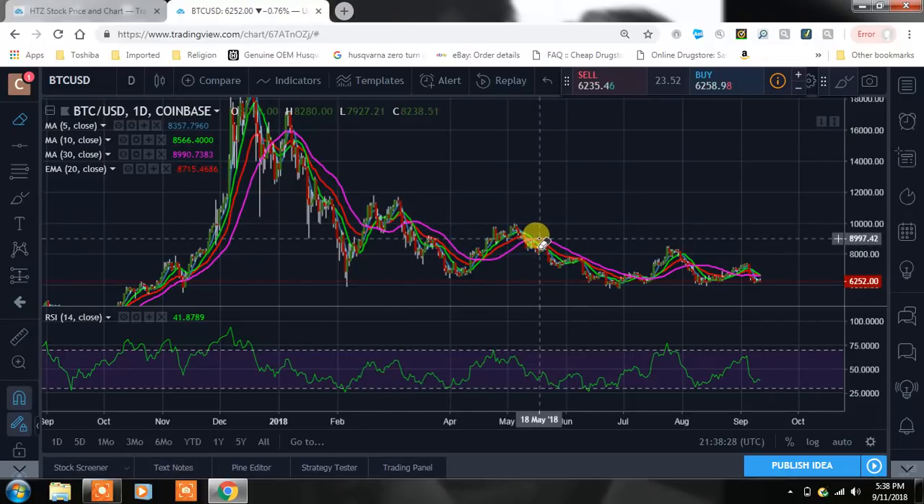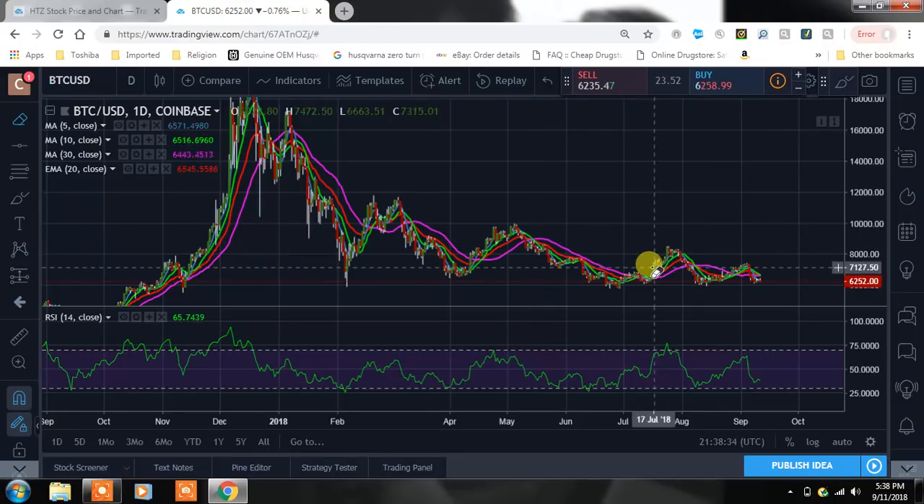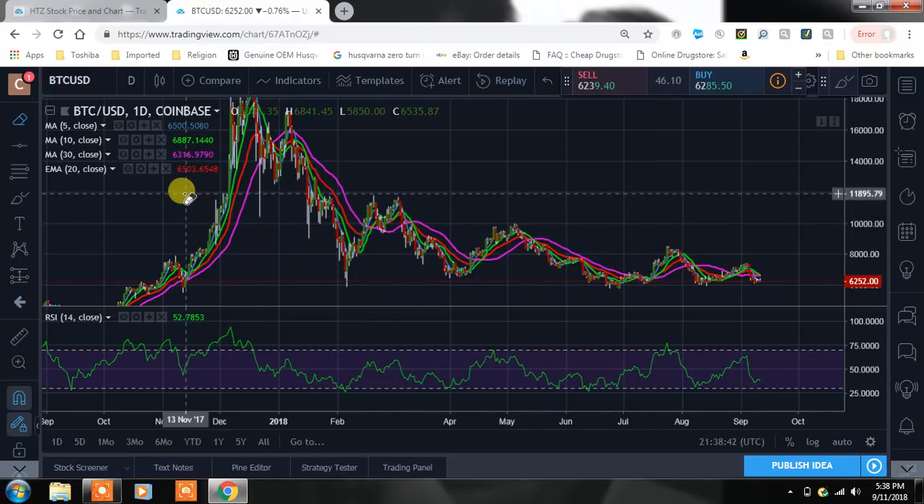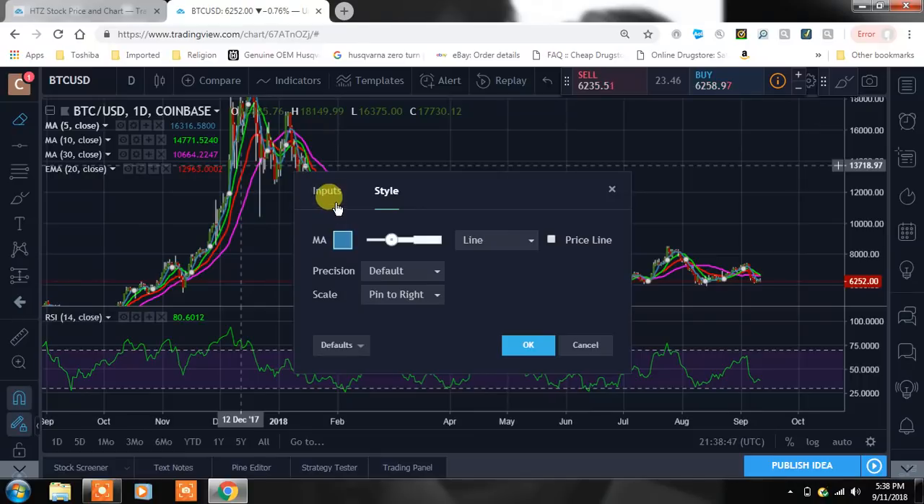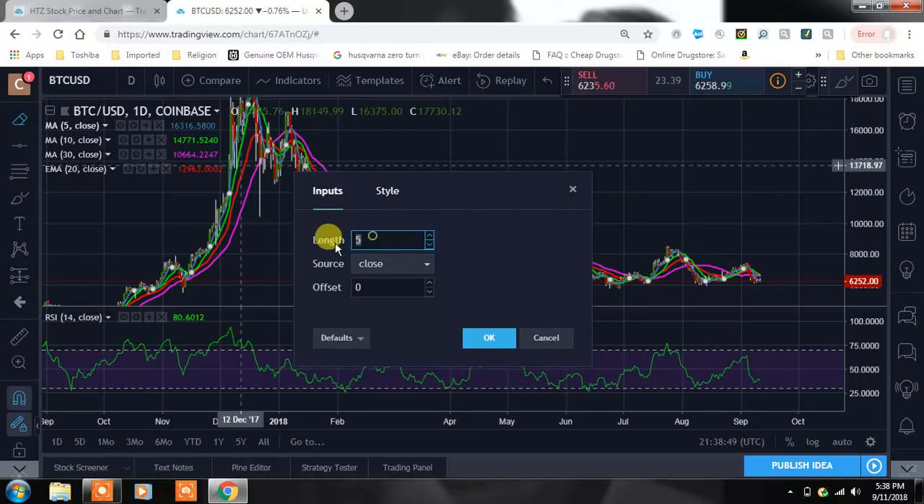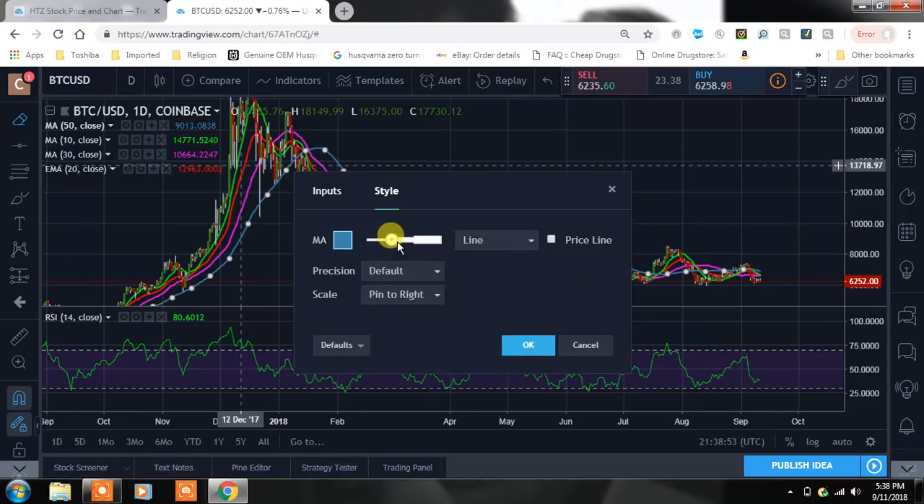And especially once we got to this point here, that 30 acted as resistance from May 15th all the way until it became support in July. So that's a really long time, guys. And like I said, Bitcoin's doing better than many of the other ones. Okay? And then when you get into things like this, let's go to the 50-day.